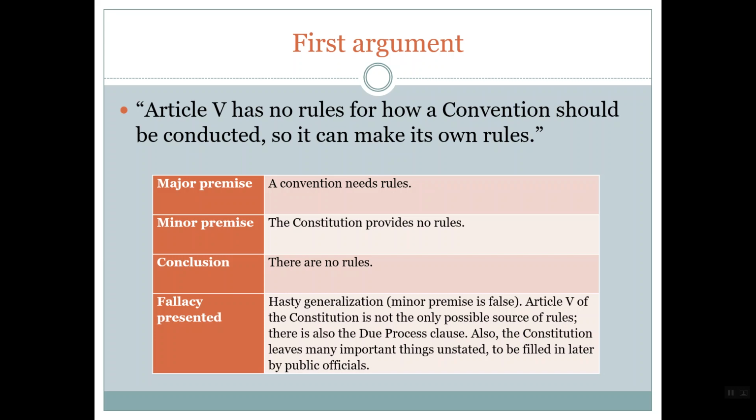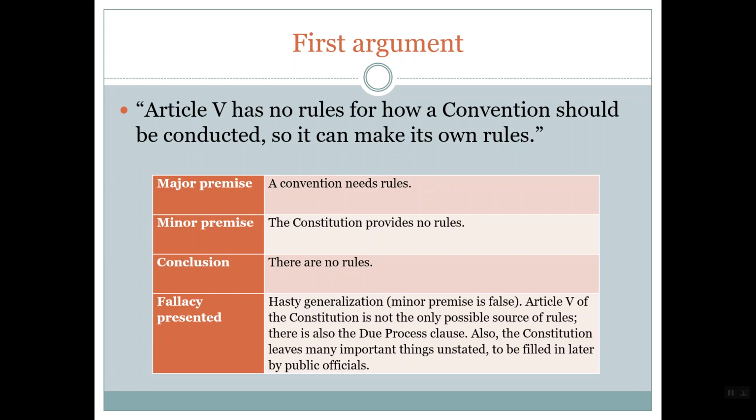The fallacy presented by this, in my view, is what we call the hasty generalization. In other words, the minor premise is not complete. It is false or simply incomplete. And in this case, it's a little tricky because the point on the slide is that Article 5 is not the only possible source of rules. That's true. There's also the due process clause, which might provide some rules. There's also rules outside of the Constitution, such as the law of agency.